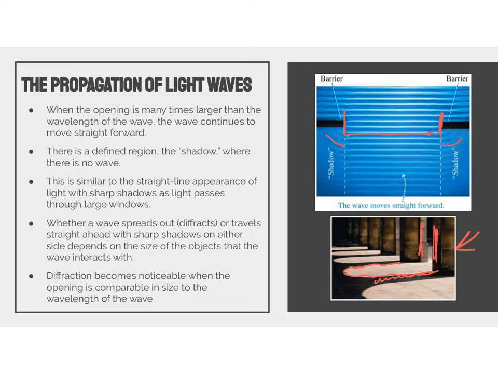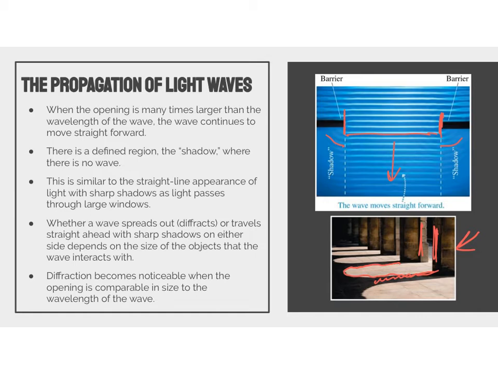So there's no significant amount of light that hits that area, and that's why it appears dark, or that's what a shadow is. This is similar to the evidence that the straight lines can come through and go through that opening without spreading out. So whether a wave spreads out or travels straight, it's still going to interact with the objects around it, and how it interacts depends on the objects around it.